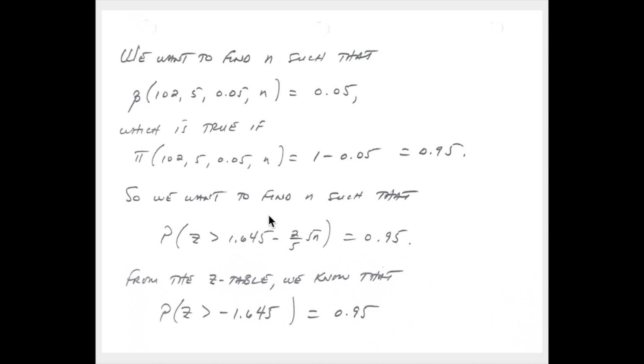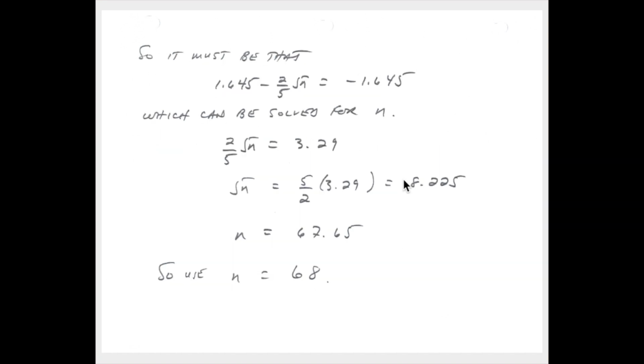And so that means that these two values, this value here and this value here, must be equal. All right, and so we come up with an equality that we can then solve for the sample size. All right, so if we do that, we see that n is equal to 67.65. And since we can't have a fractional sample size, we're going to use the next larger integer, which is 68.